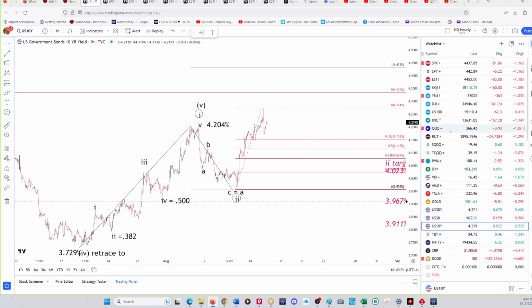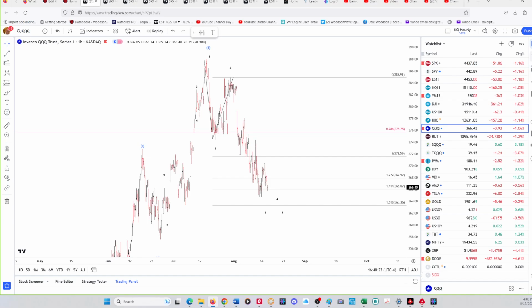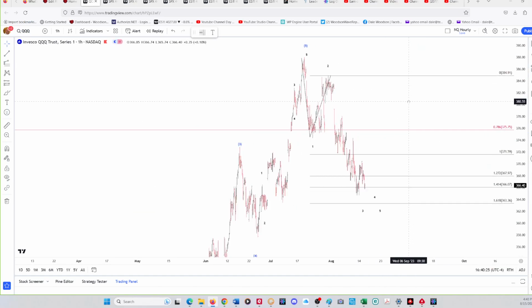I want to get to the Qs because we touched base with them the other day. You can see the Qs here. We're looking from that B wave high, which was on the 19th of July. Not all indexes top on the same day, nor do they bottom on the same day, nor do they decline the same amount in a bear market. Usually the NASDAQ leads on the way up, leads on the way down, and the Qs are a function of that. Okay, we've got a 1 down, a 2 up.